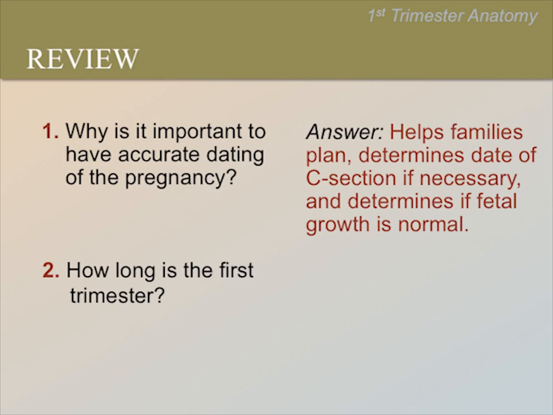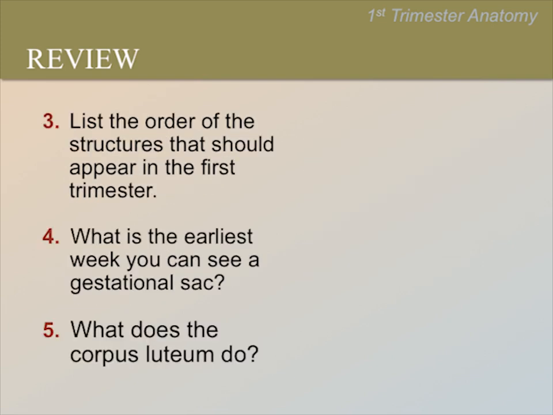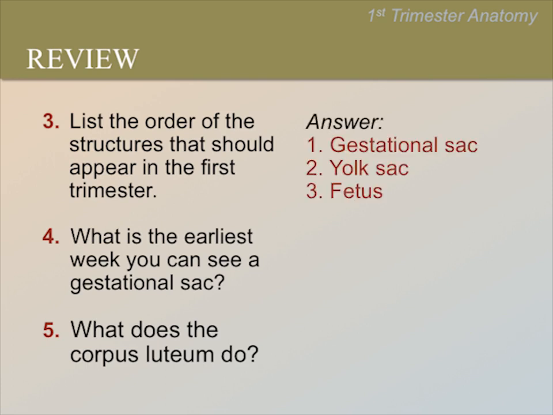How long is the first trimester? The first trimester includes a period of time in early pregnancy until the end of the 12th week. List the order of the pregnancy structures that should appear in the first trimester on ultrasound. The answer is a gestational sac, yolk sac, and then a fetus.